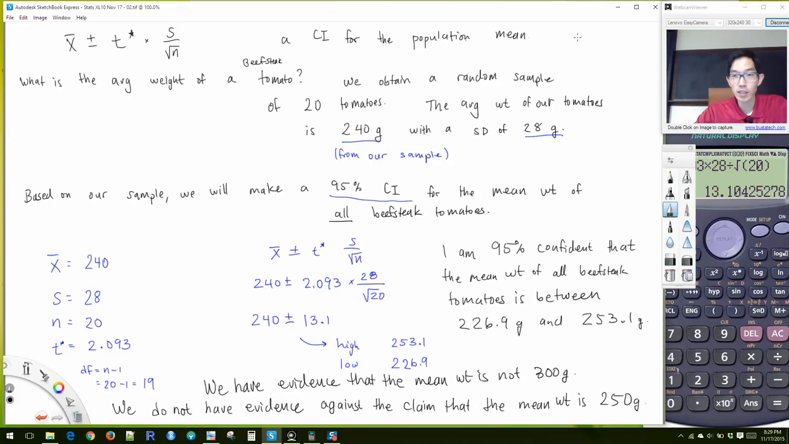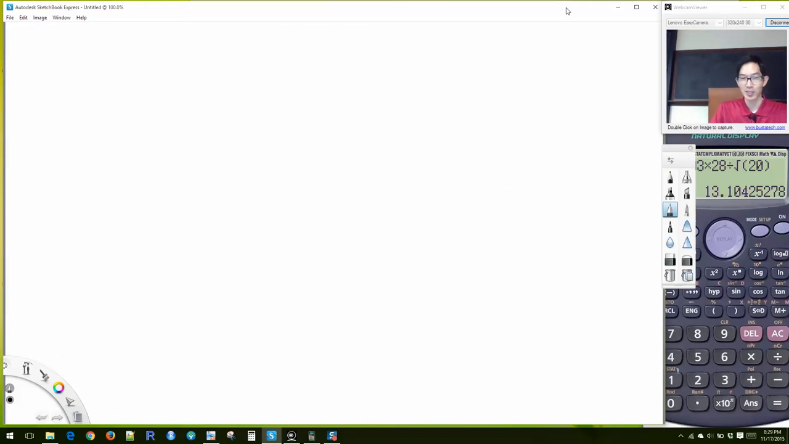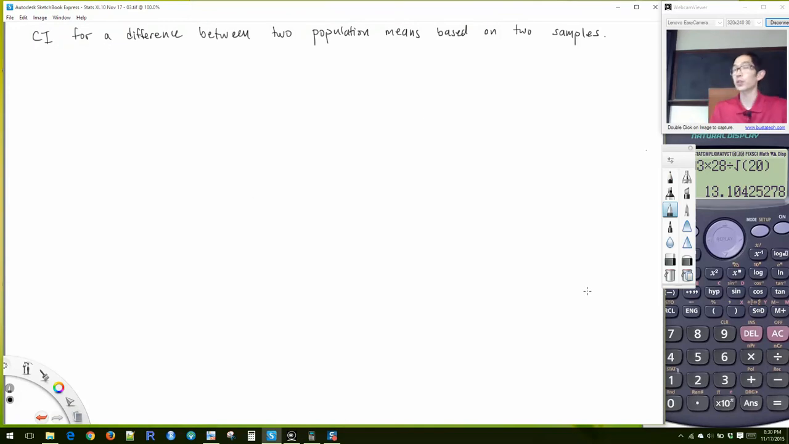All right, so that's a confidence interval. We'll keep going on here. That's a confidence interval for one sample, okay? We'll expand our thing and we'll create a confidence interval for a difference between two population means based on two samples, okay? And so you did something similar with proportions, right? Oh, no, we actually haven't done it for proportions. I apologize, I take that back.